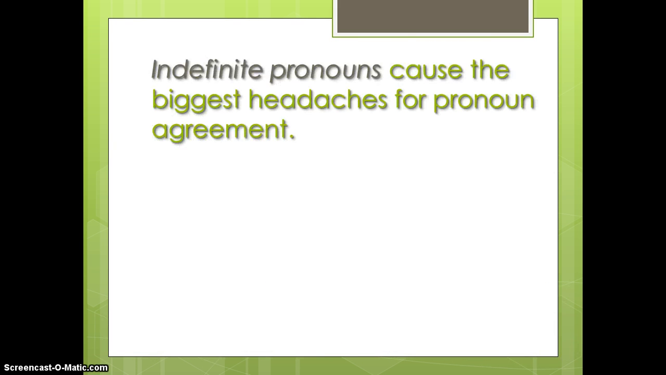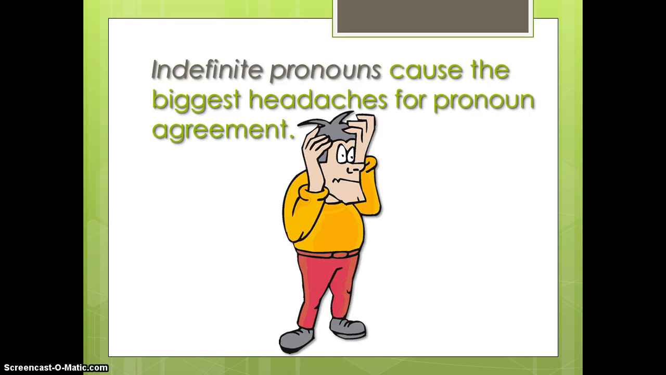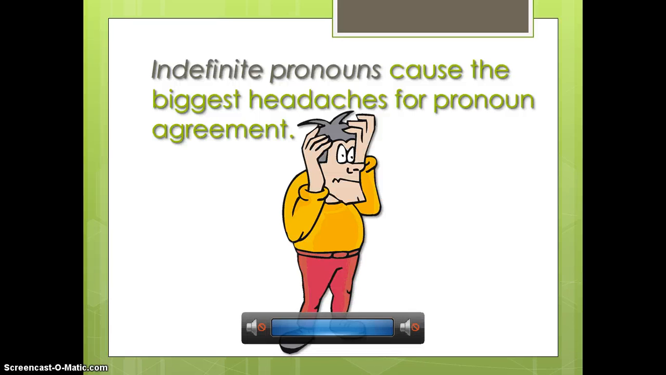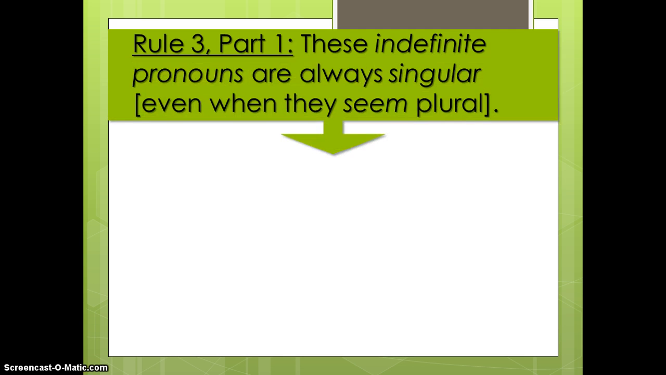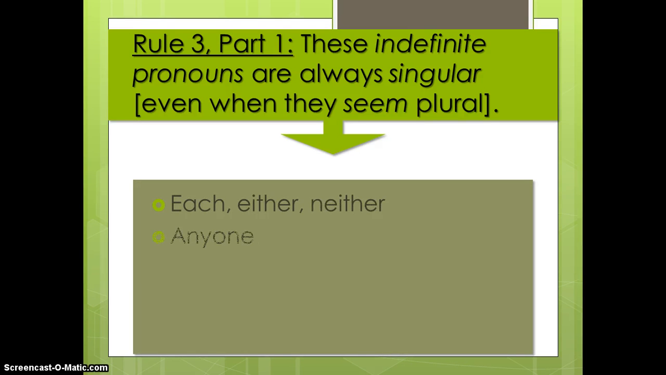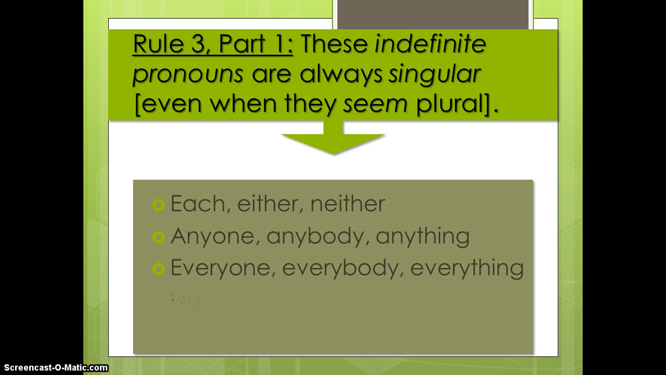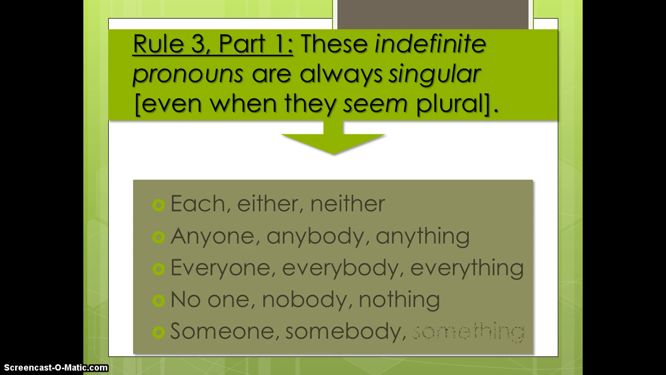Anyway, indefinite pronouns cause the biggest headaches with regards to pronoun agreement. And we looked at them last week a little bit. We're going to look at indefinite pronouns more this time. So rule 3, part 1, is these indefinite pronouns are always singular. Each. We've seen that one before, yeah? Literally, like 30 seconds ago. These are always going to be singular, even if you have lots of objects that they are referring to. If you see one of these indefinite pronouns, you need to use a singular.